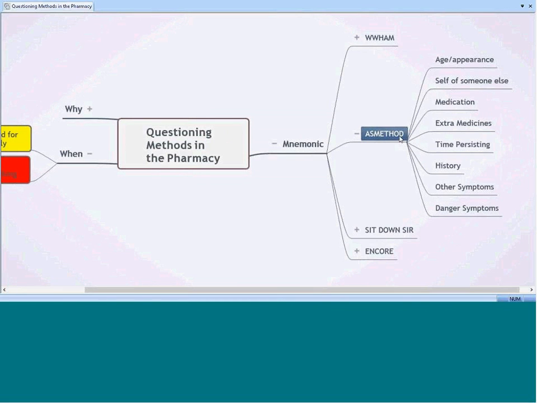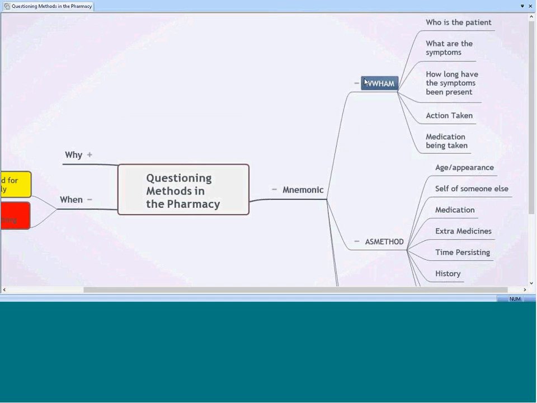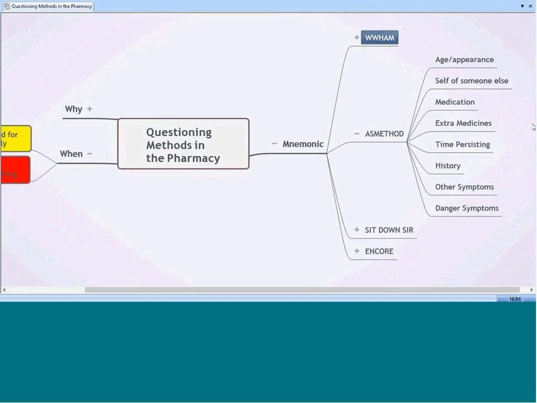So another one is called ASMETHOD. This takes into account a variety of different things, and you can probably see that quite a few of these are also explained in the WHAMM technique. So, for example, you've got the S, which is the self or someone else, which is the same sort of question as you'll be asked in the technique, who is it for? You've got another one here, which is extra medicines and the medication you're taking. Again, that would be the M in WHAMM. Time persisting, that would be how long have you had the symptoms for?